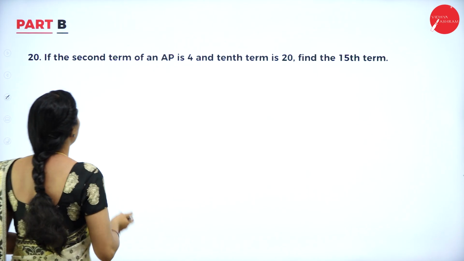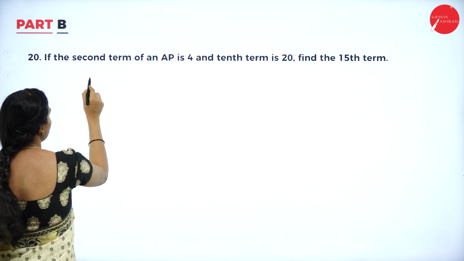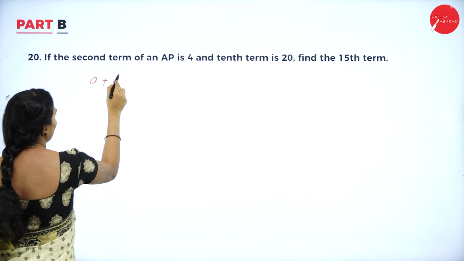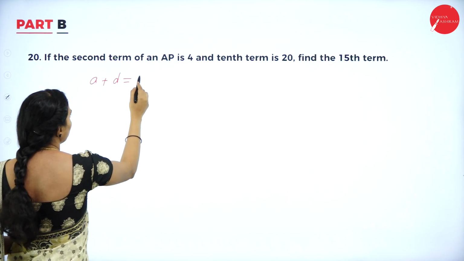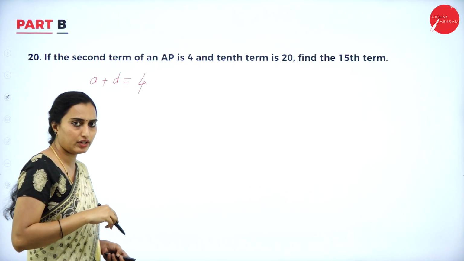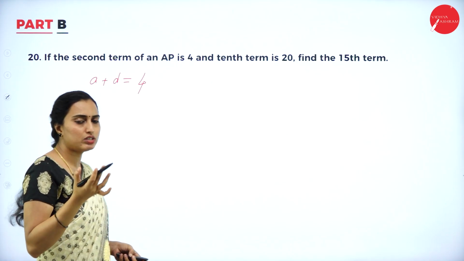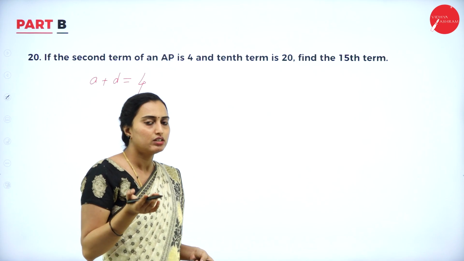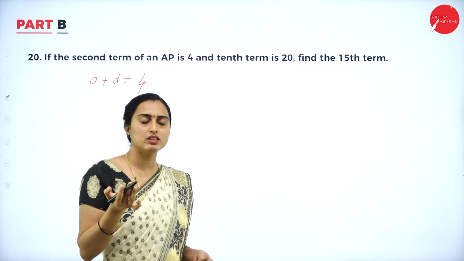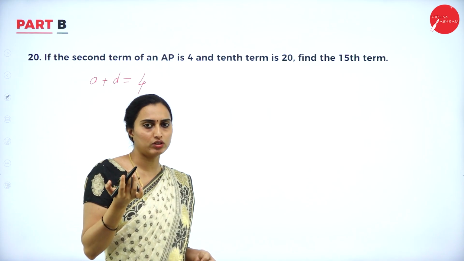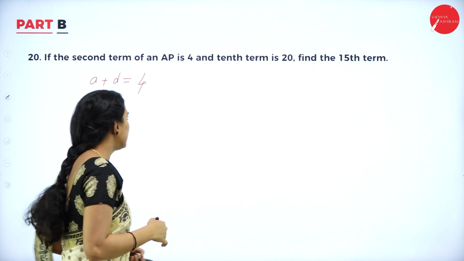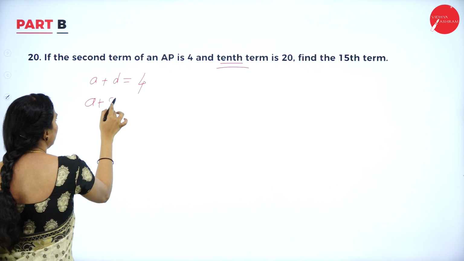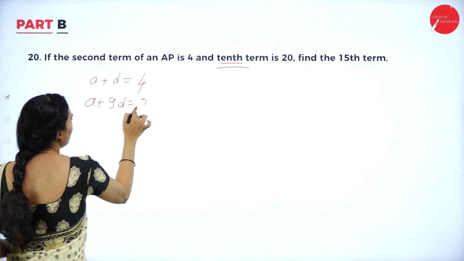So second term of an AP, that means A plus D, correct? Second term of an AP is nothing but 4, they have given, right? T2 is nothing but A plus D. Next A plus 2D, which is the third term, A plus 3D, which is the fourth term. A plus D is 4. Next, the 10th term. 10th term is what? A plus 9D is equal to 20.